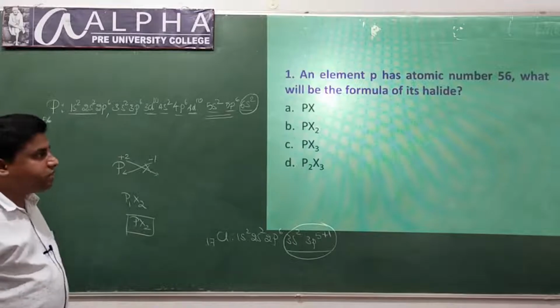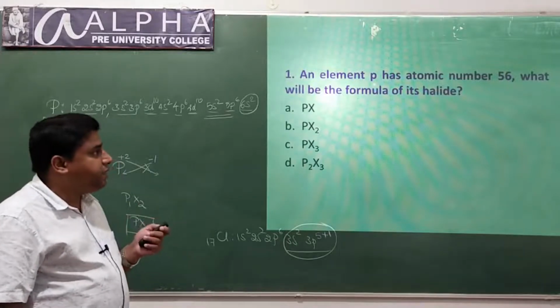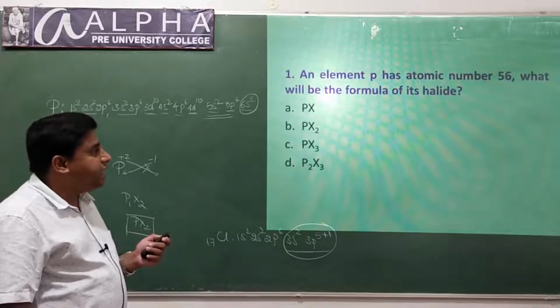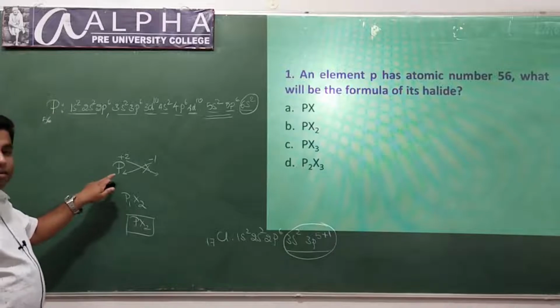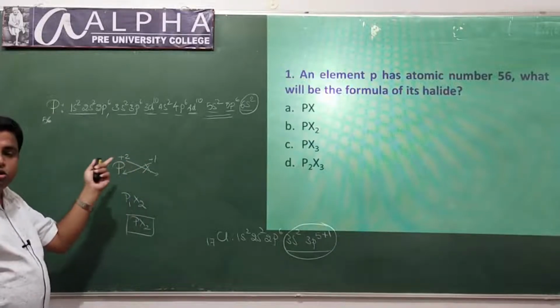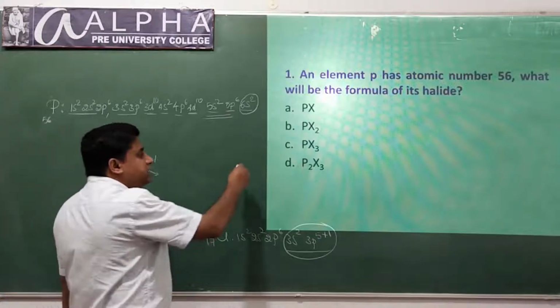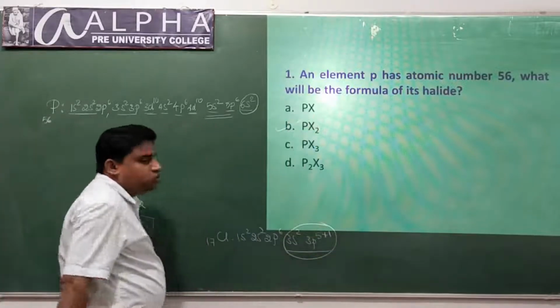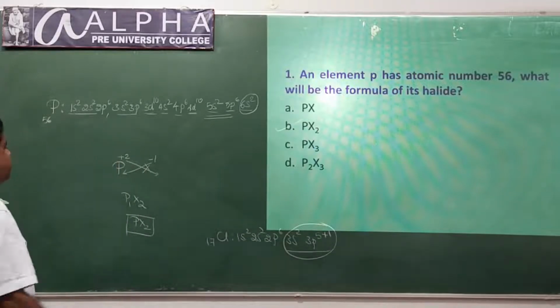So what is the formula of the halide formed between the element P with atomic number 56 and a halogen? It is PX2, because the valency of the element P is +2 and the valency of the halogens is -1. Cross multiply the valencies, you get PX2. Hence the correct answer is PX2. It's option B. Understood? Simple? Okay, that's great.